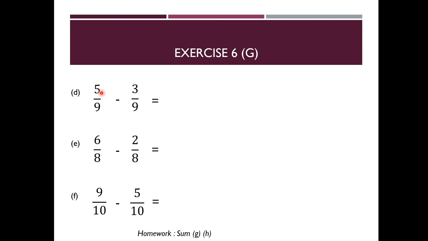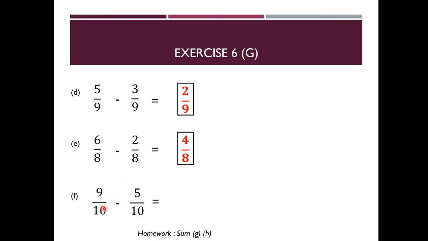Next we have 5 upon 9 minus 3 upon 9. Again we have the same denominators. Yes. So now 5 minus 3, 2. 2 upon 9 is the answer. Next, 6 upon 8 minus 2 upon 8. Same denominators. Now 6 minus 2. 6 minus 2 gives us 4. 4 upon 8 is the answer.